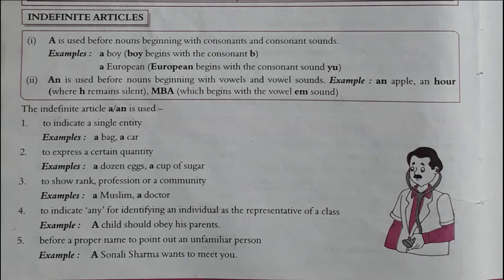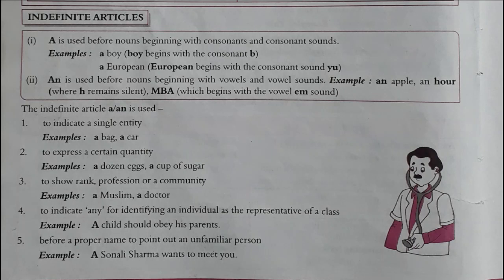So what is being told over here? Are we talking about only one single child and the rest of the children are not supposed to obey? No. We are trying to say any child, the entire community of children, a class of children. So it is being referred to all children, any child. So, a child should obey his parents.